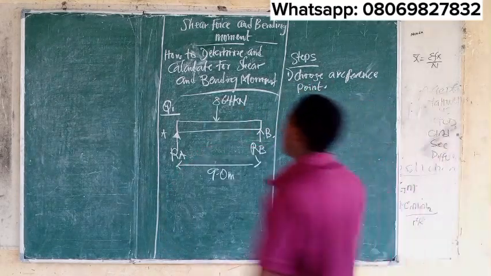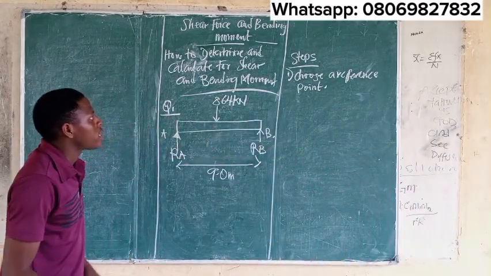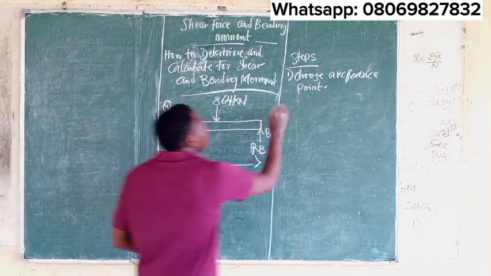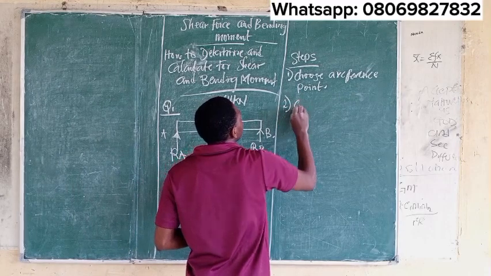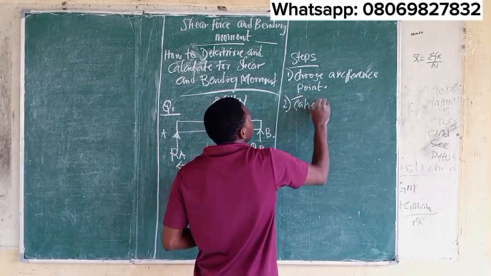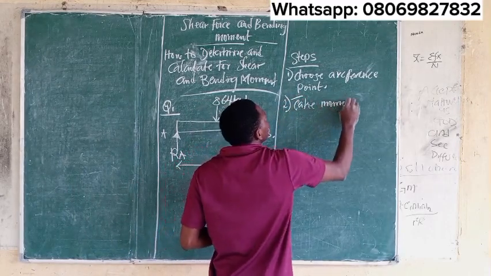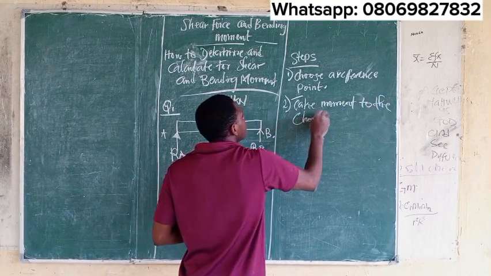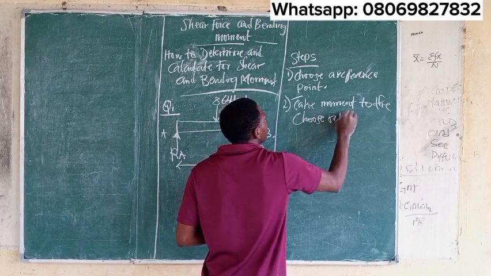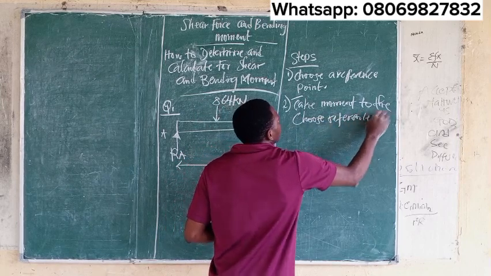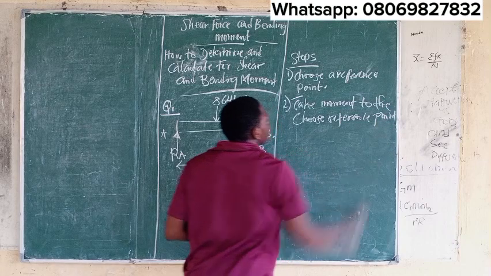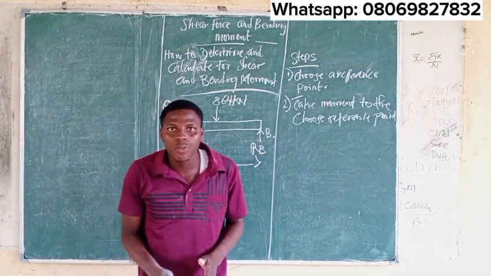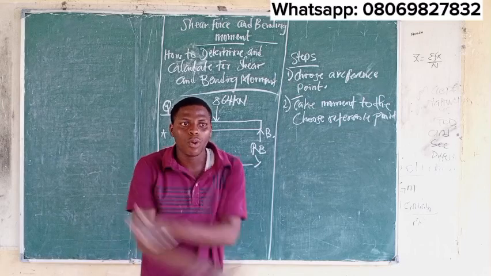The next step is, after choosing your reference point, take moment to the chosen point. The second step is, take moment to the chosen reference point. And when taking moment to that point, which you chose to be your reference point, moment will be 0.